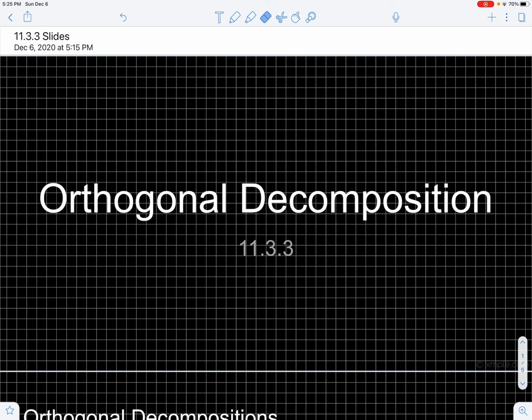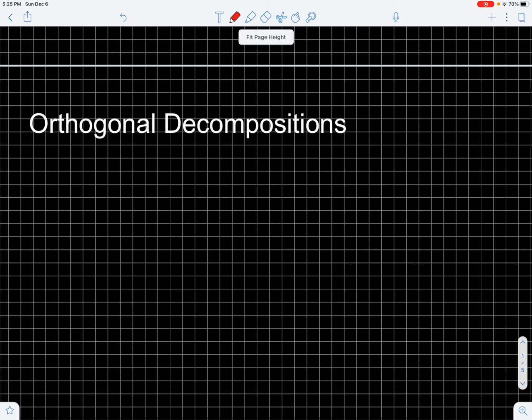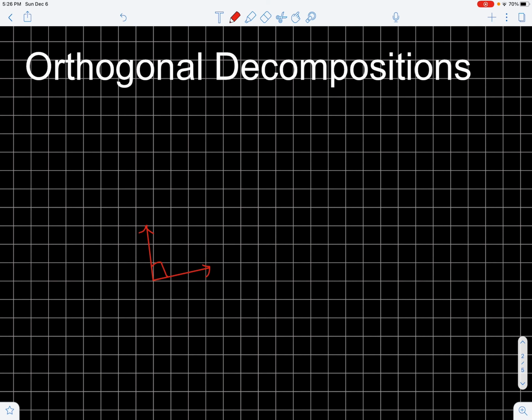Today we're going to be talking about orthogonal decomposition. Orthogonal decomposition is the process of breaking a vector down into its components along two orthogonal unit vectors. Orthogonal, of course, meaning that they're perpendicular to each other.